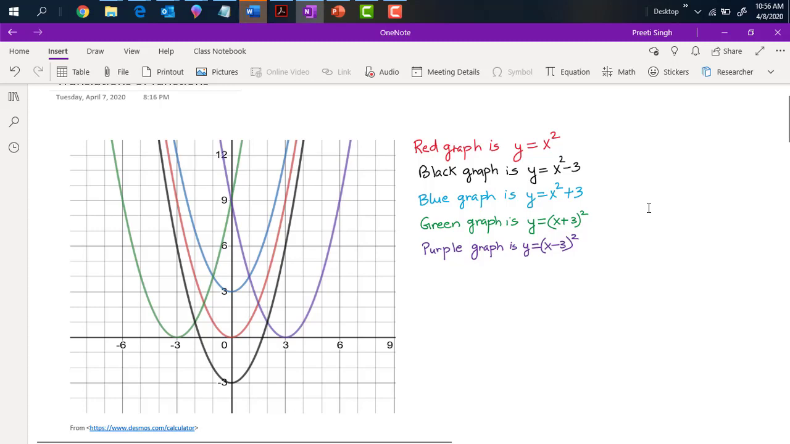So when you subtract a constant from a function, it goes down. Then you have the blue graph, which has shifted up 3. So if you add a number to a function, it goes up 3.